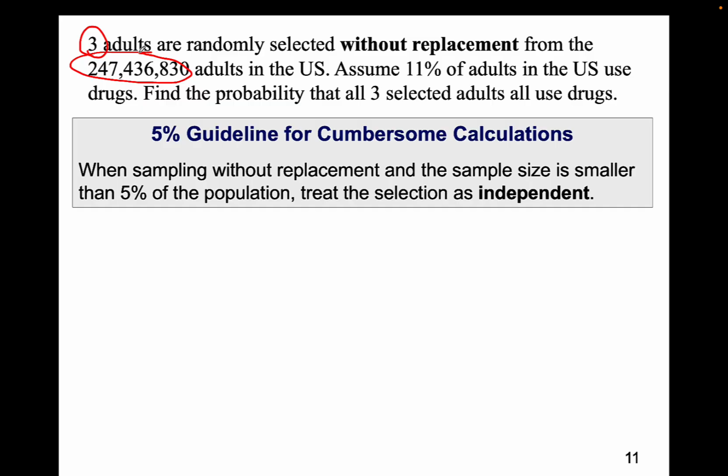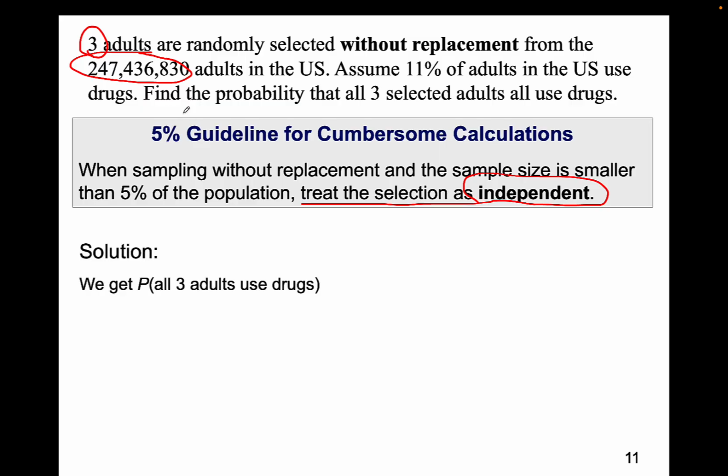Okay, so that being noted, what the cumbersome calculations 5% guideline says is that we can treat the selection as independent. So we don't have to adjust the numbers, like take one of those adults out and then take the population down to 247,436,829. Then take another one out and then adjust the population down by 1 to 247,436,828. This is saying you sample less than 5%, decreasing this large number by 1 each time isn't going to affect your numbers at all.